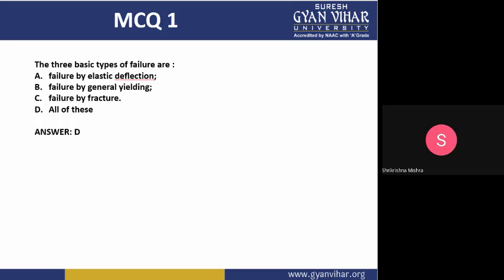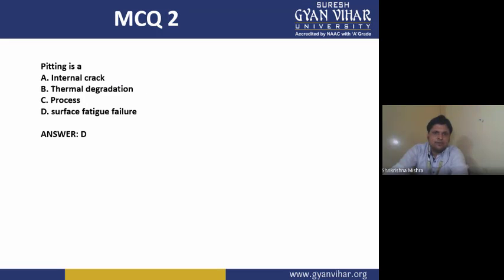All right. Coming to multiple choice question number two. The question says that pitting is a what? Now pitting, as I have told you, is a surface type failure. This is a surface failure when a load is applied again and again on any object. For example, you can see pitting in the case of gears also.